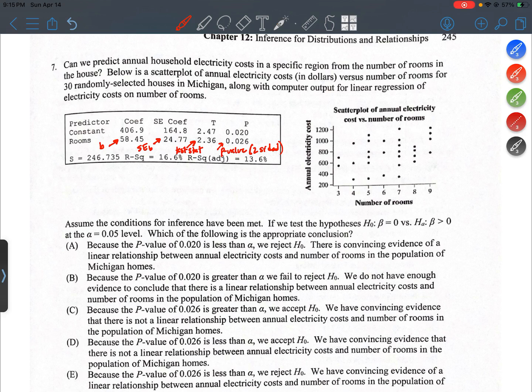And then this looks like it's a scatter plot. So it has our two variables, number of rooms and annual electricity costs.